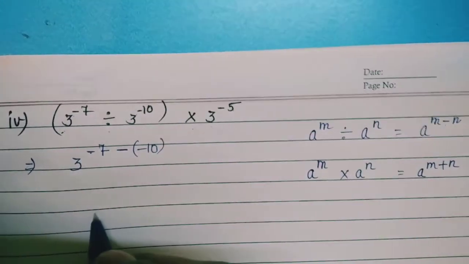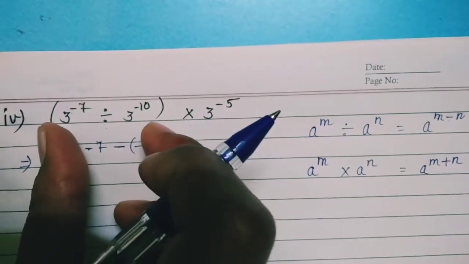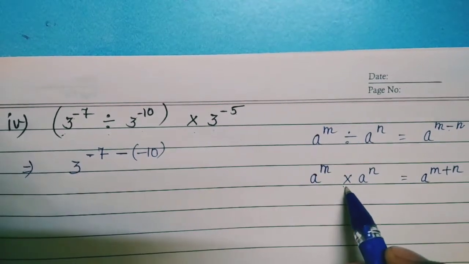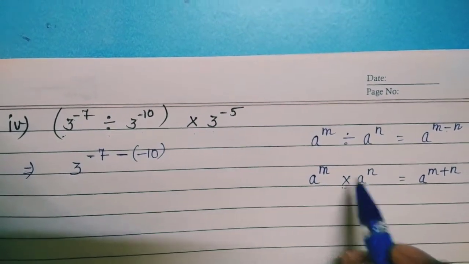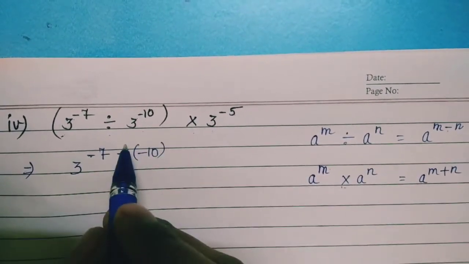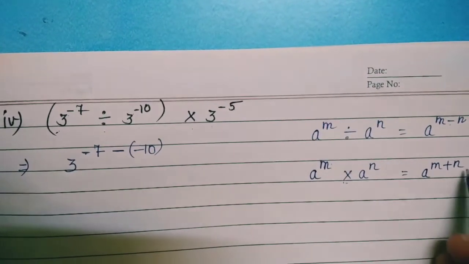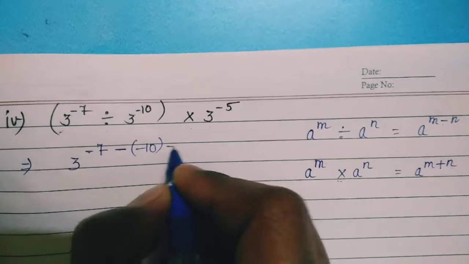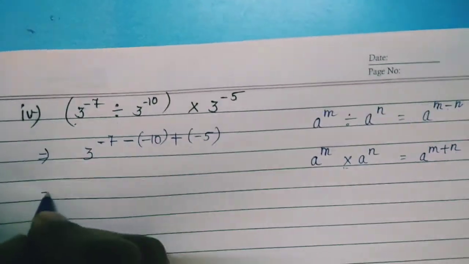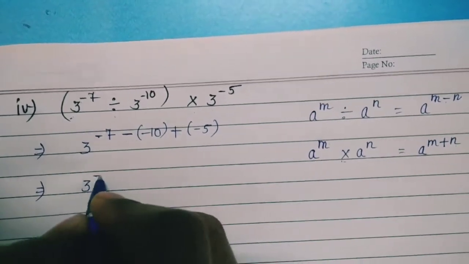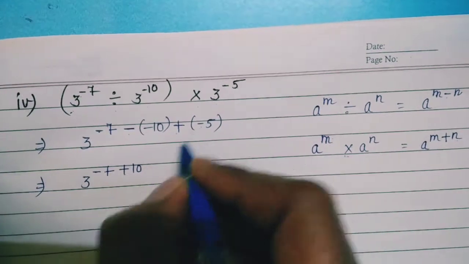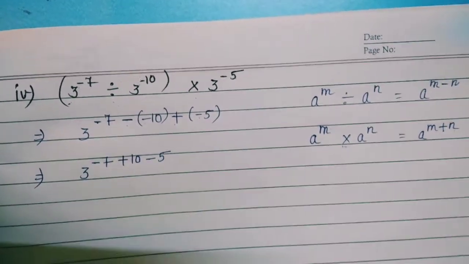Now after division, the multiplication term is here. So the multiplication is starting from here. In the first power, the second power is added, so plus minus 5. Now in the exponent we will simply open the bracket. Minus minus is plus, plus minus is minus 5.